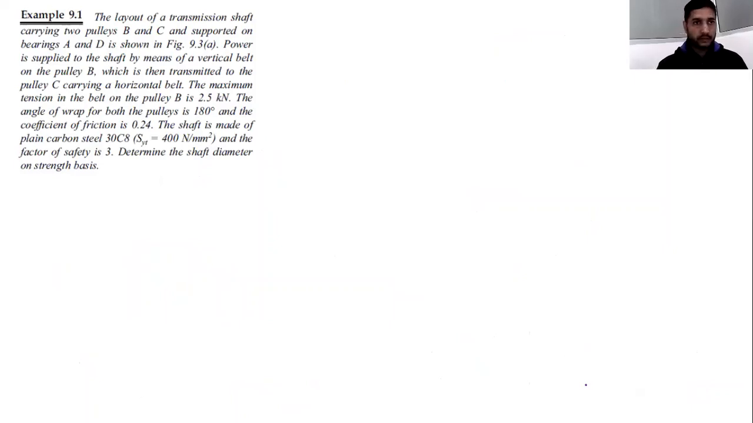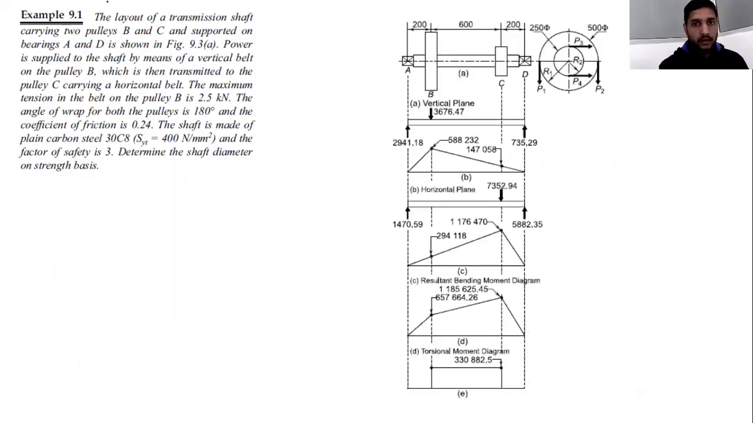Now let me explain how to solve the questions on the basis of shaft. This question says a transmission shaft carries two pulleys B and C. Definitely pulley B is larger in size and pulley C is smaller in size. This is the side view. Diameter of pulley B is 500 mm and diameter of pulley C is 250 mm.